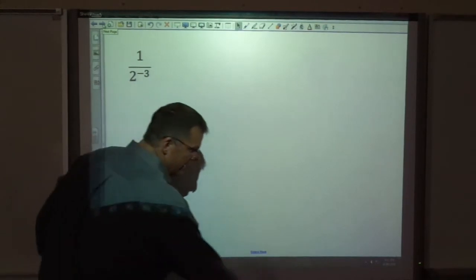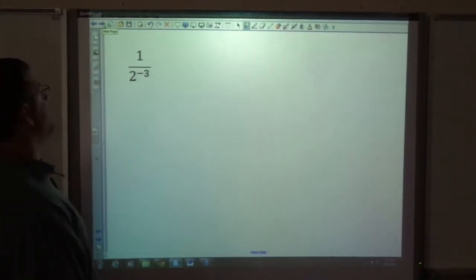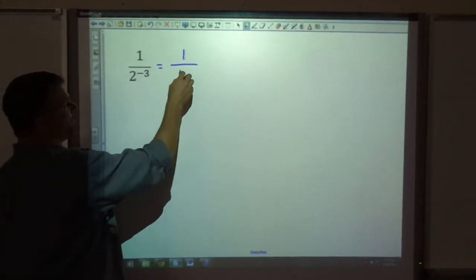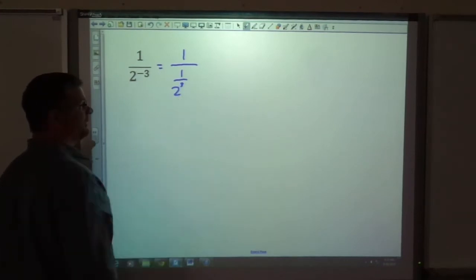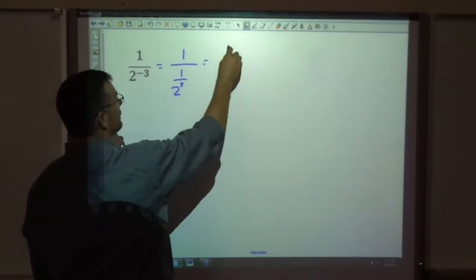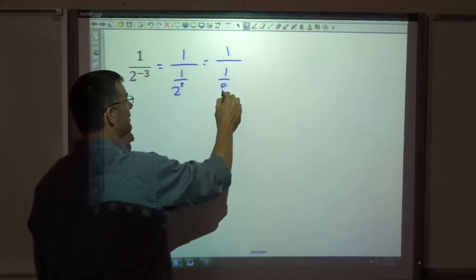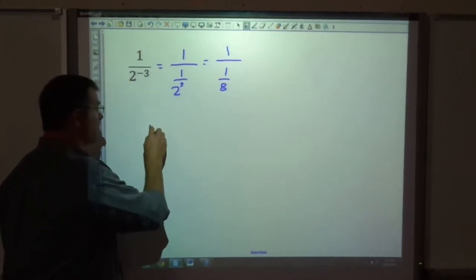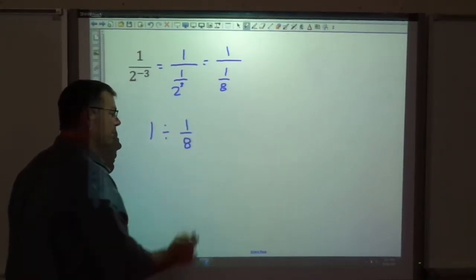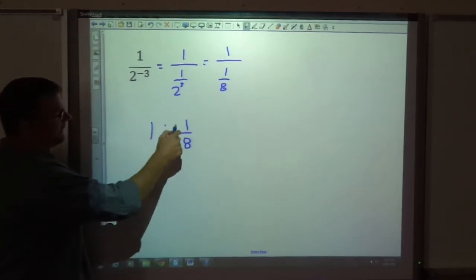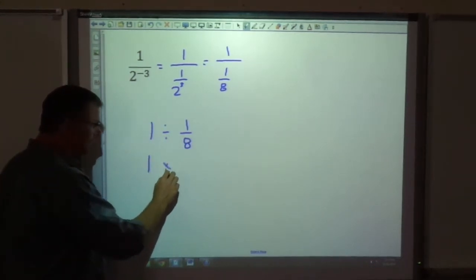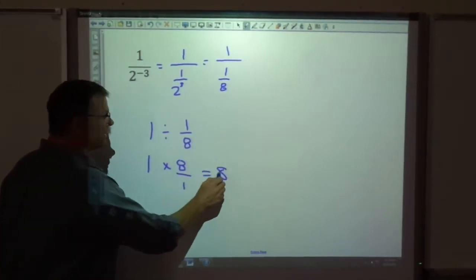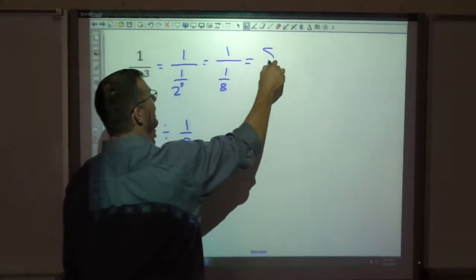Let's look at it if we have a negative exponent in the denominator. Well, we just learned that 2 to the negative third is equal to 1 over 2 to the positive third, which is 1 over 1/8. And this is 1 divided by 1/8. Here's another way we could write it. You might remember from dividing fractions, you have to multiply by the reciprocal. And 1 times 8 equals 8. So this is equal to 8.